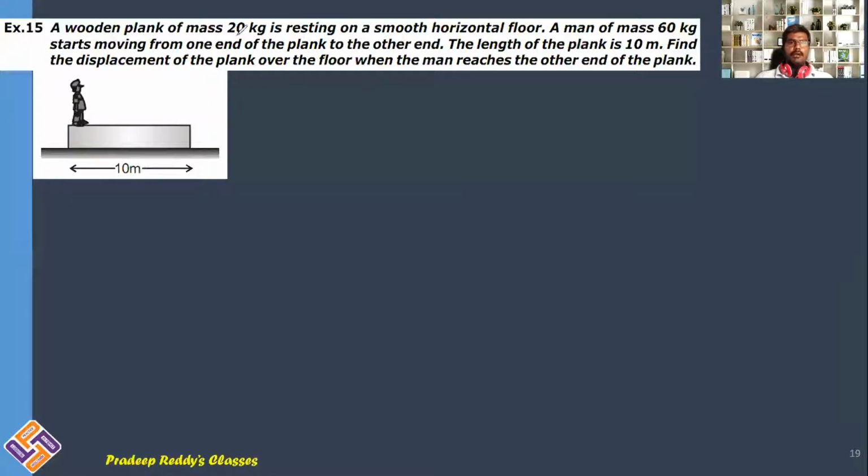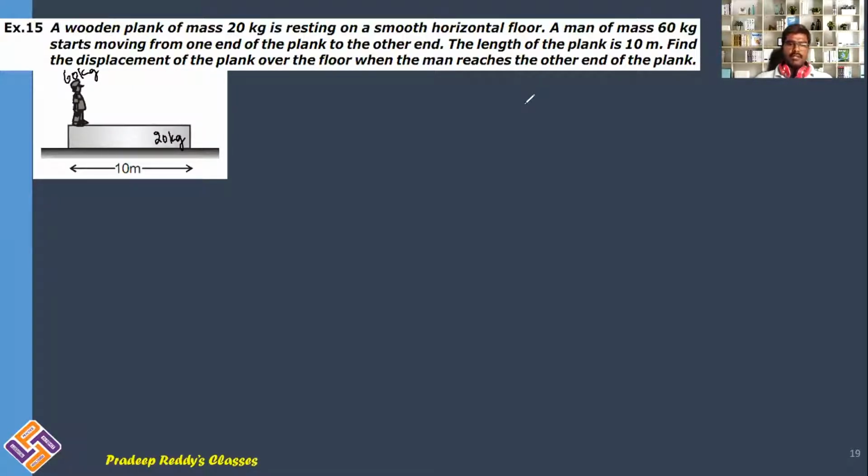A wooden plank of mass 20 kg, and this person's mass is given as 60 kg, and he is starting from one end of the plank and moving on to the other end. The length of the plank is given as 10 meter. You should find out the displacement of the plank over the floor.